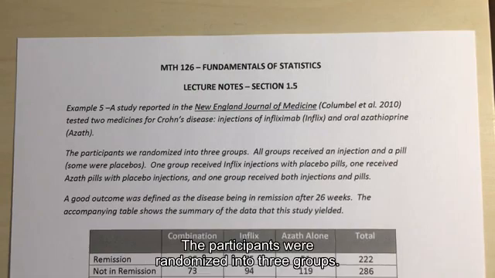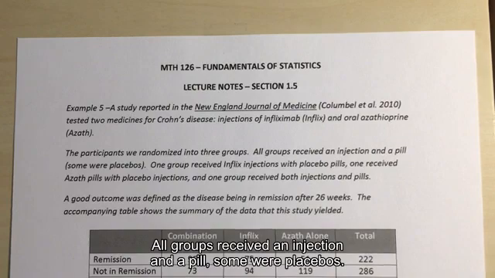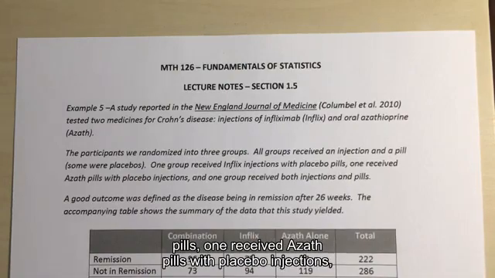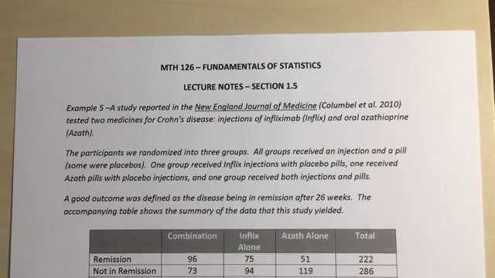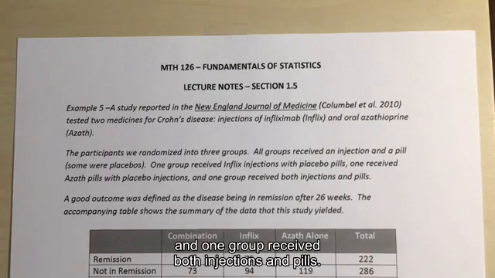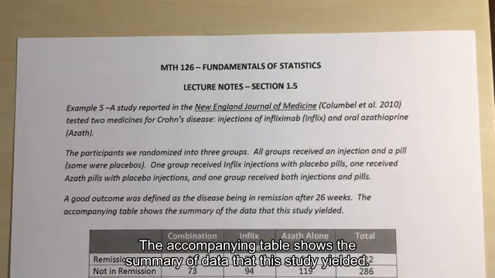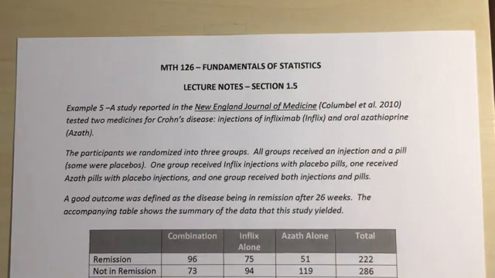The participants were randomized into three groups. All groups received an injection and a pill. Some were placebos. One group received Inflix injections with placebo pills. One received Azath pills with placebo injections, and one group received both injections and pills. A good outcome was defined as the disease being in remission after 26 weeks. The accompanying table shows the summary of data that this study yielded.